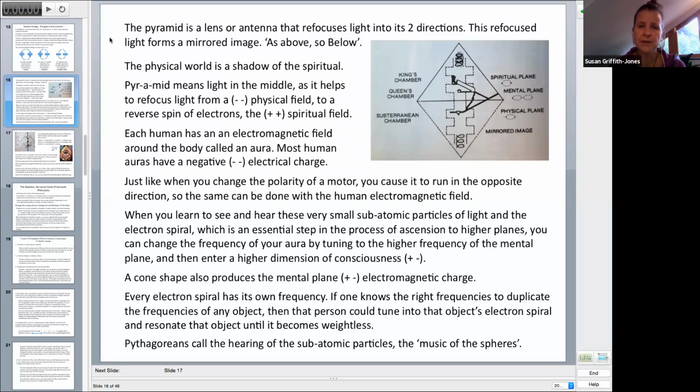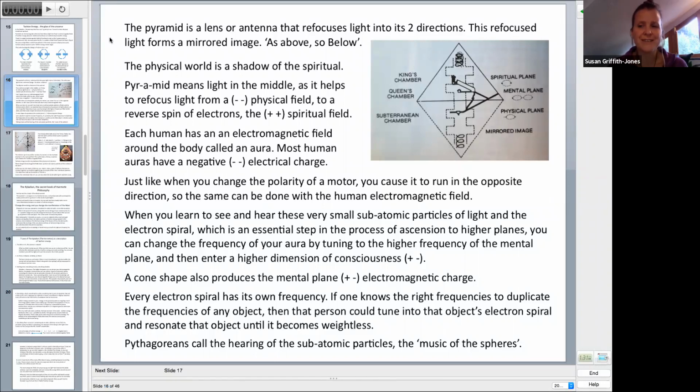The pyramid is a lens or an antenna that refocuses light into its two directions, positive, negative. This refocused light forms a mirrored image, which is where the very famous term "as above, so below" comes from. The physical world is a shadow of the spiritual, and this is described very succinctly in Plato's description of the cave. You may be familiar with that story, where physical beings are stuck in a point of view where they can hardly see anything except the shadows from a fire, which are reflected onto a wall of the cave. They can only see the shadows of this spiritual luminosity coming from behind. A very nice description of the physical world.